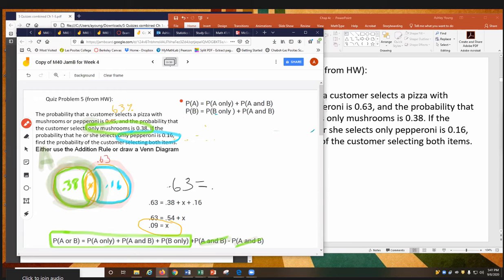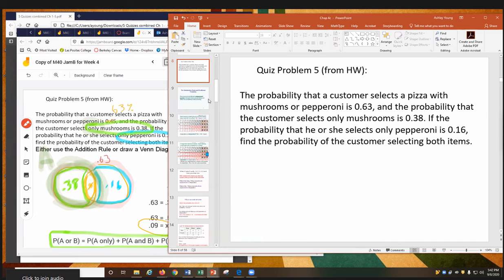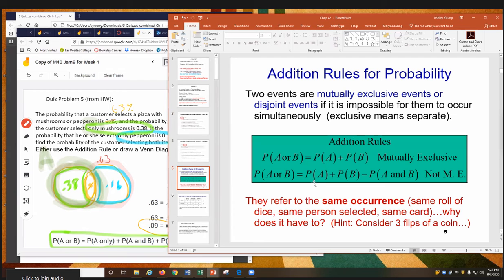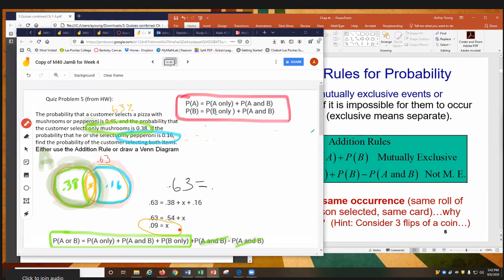Right, so first you have to note that probability of A is really the probability of A only plus probability of A and B. So here's A. It's this whole big light green stuff, which is the mushrooms only plus the mushrooms and pepperoni. So it's A only plus A and B. And B is really B only plus A and B. So the light blue stuff is the B only. The yellow stuff is the A and B. So those two together make up the B. And then you can substitute those into this guy, right? Probability of A. We replace that with A only plus A and B. And B replaced with B only plus A and B.